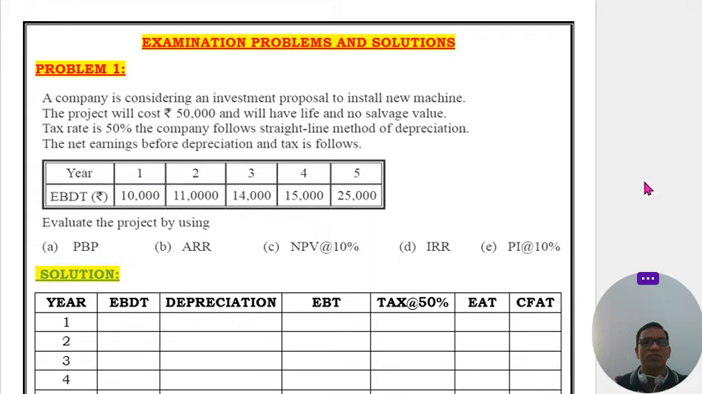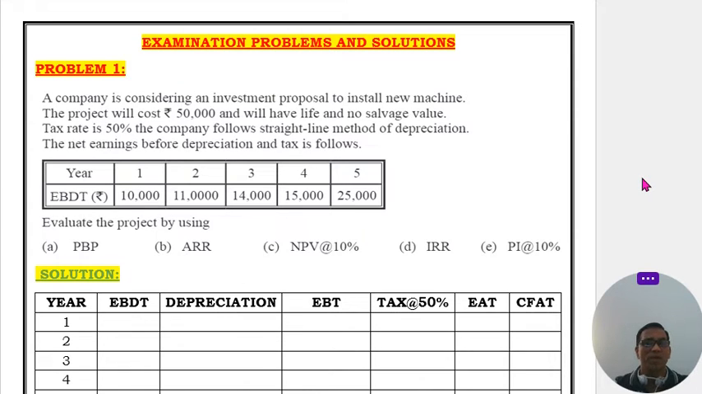So this is my fourth video for the capital budgeting series. In my previous three videos, I explained various capital budgeting methods, tools and techniques. The capital budgeting methods are basically classified into two categories: traditional methods, which are called non-discounted cash flow methods. Under that, I explained along with solving the problems.